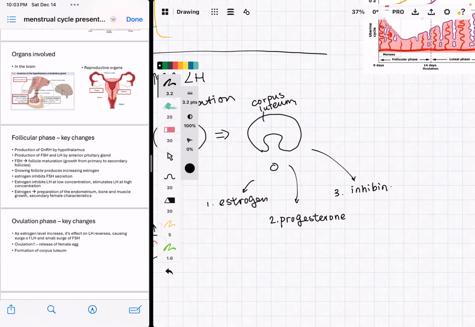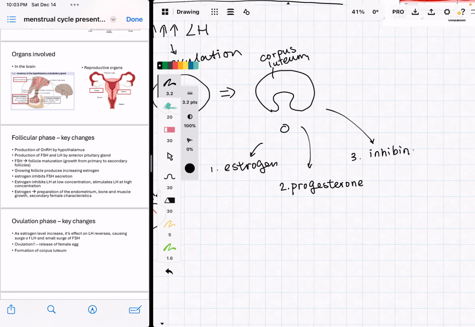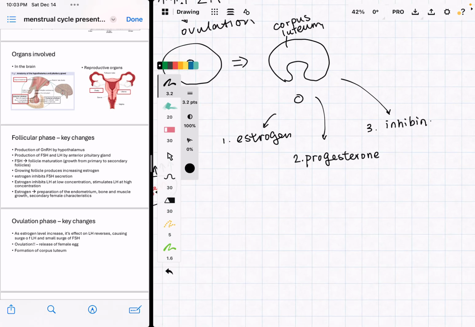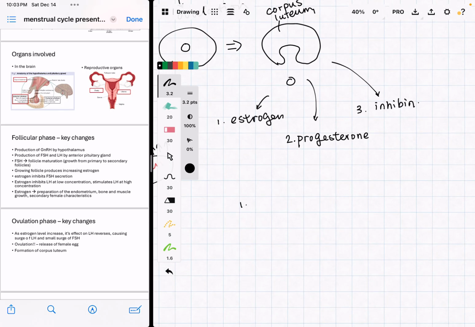And although there are 3 different hormones, the 2 main effects that the corpus luteum causes are, first of all, it's going to cause the growth and maintain the endometrium. Can you tell me what the endometrium is, Tom? Basically the endometrium is the most inner layer of the uterus, and it's going to be where a fertilized egg lands and implants. Okay, so that's the first role.